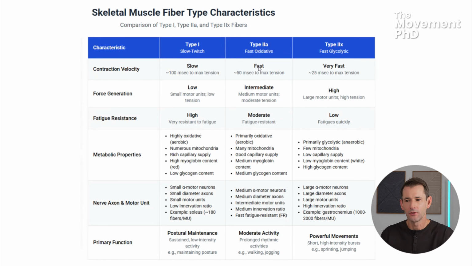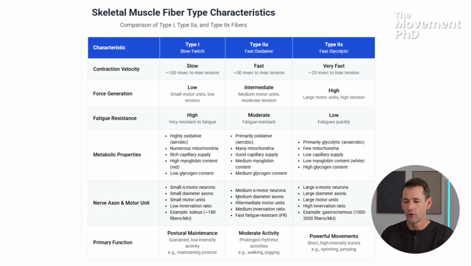Then we have these type 2A. I like to just call them intermediate fibers because there's a whole bunch of intermediate fibers between our slowest and fastest twitch fibers. Some of them are closer to slow twitch. Some of them are closer to that fast twitch. They have intermediate force generating capabilities. So they're in the middle for contraction velocity, in the middle for force generation. They have a moderate amount of fatigue resistance, and their metabolic properties are somewhat between the two. So some properties are aerobic, some are a little bit more anaerobic. They could really represent the gamut between the two.